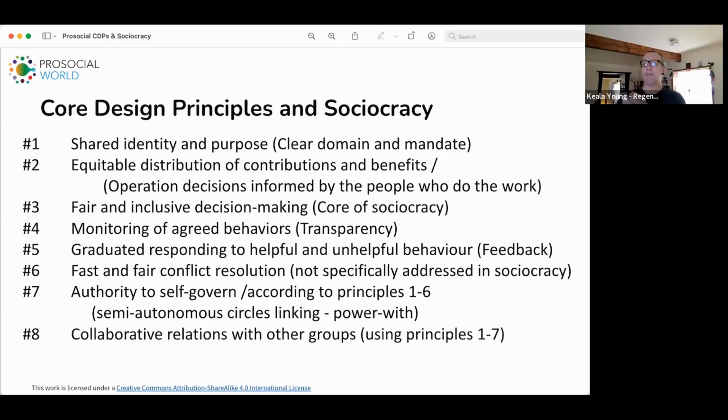The piece about 4, 5, and 6 really do work together, because depending on the nature of the helpful or unhelpful behaviors, you potentially end up with a need for resolving a conflict between one or more people within a group. This is where the fast and fair conflict resolution, sometimes what we also call tension revelation, comes in: taking a positive and proactive approach to resolving conflict. And in the spirit of this one, within sociocracy there's not a prescriptive method, so groups do need to establish the culture around how they address conflict.